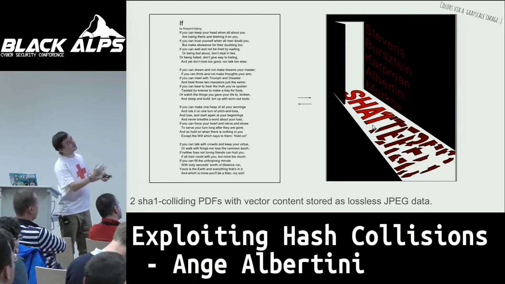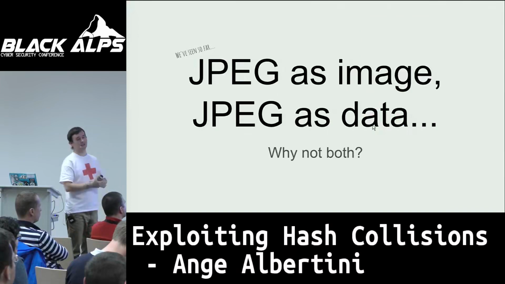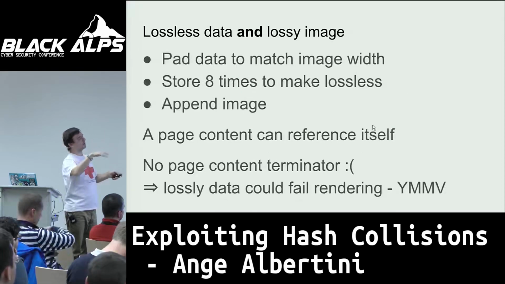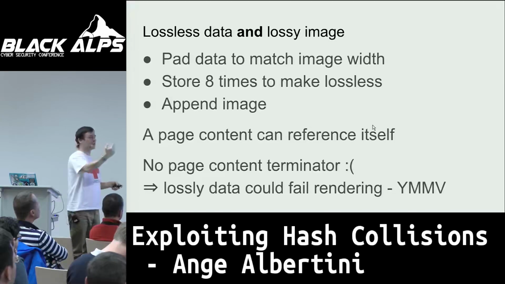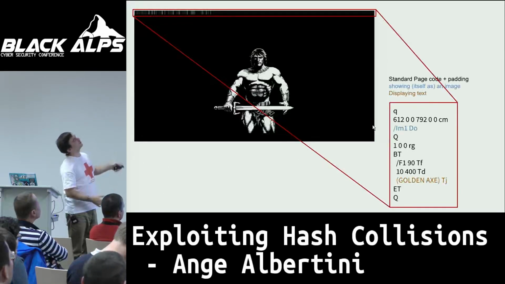And the fun part is that in the end, it's a grayscale JPEG, and of course the text can declare colors in the JPEG. Now we have JPEG as image, and JPEG as data. Why not both? So you put the data you want to be lossless, you store it 8 times, you append the image, and then the page content can reference itself. The only thing is that there is no page content terminator, so it could fail rendering. But in the end, you use a normal image, and then you put some code here that you duplicate 8 times, and this will be lossless. And then this code is actually referencing the image itself.